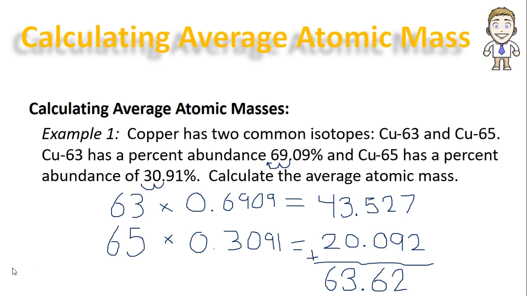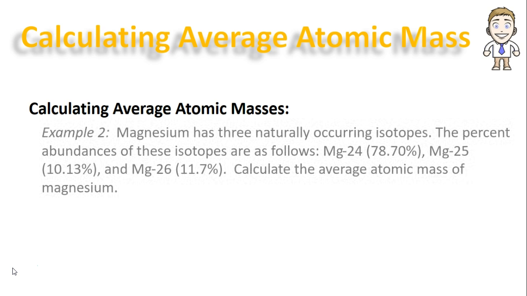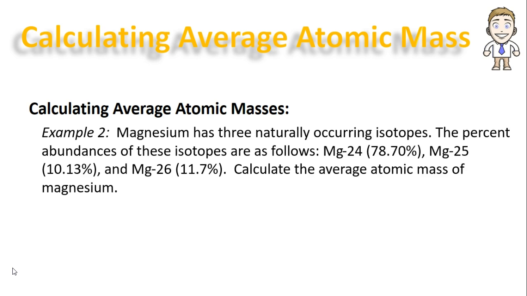Now I'm going to show you just one more example. It's a little bit more complicated because in this example there's three different isotopes, magnesium 24, 25, and 26, each with their own percent abundance. A good idea is to pause the video now and try this on your own and then check your answer as we go over it, so you can see how you did after just looking at how to do this one time.